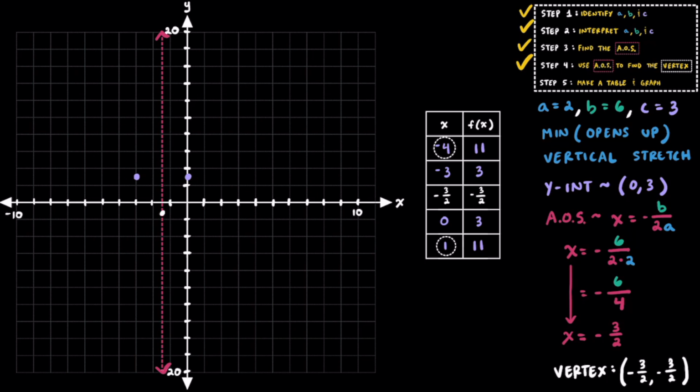Then we have the point 1, 11, which is going to be 1 to the right and 5.5 boxes up. And we have our other point of negative 4, 11, which is going to be the same distance away on the left side of the AOS. Drawing a smooth curve through these 5 points, there's the graph of our quadratic function. That wraps up step 5.